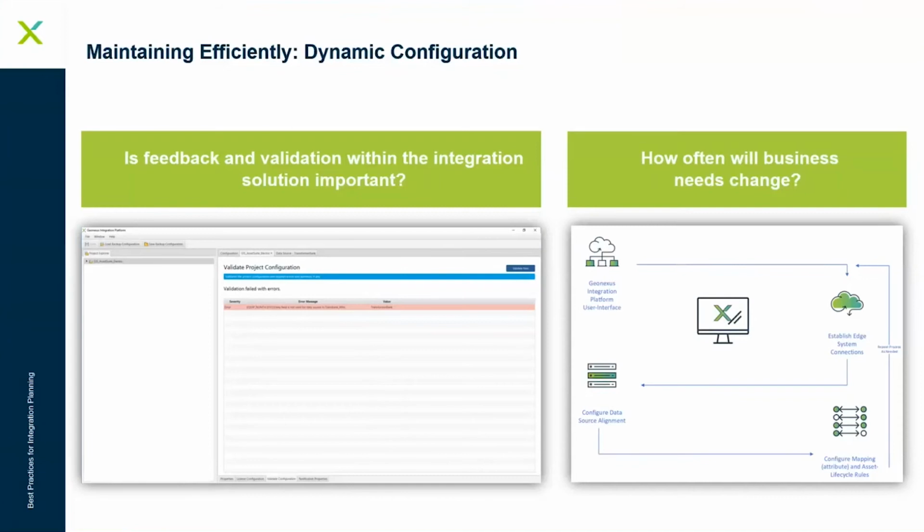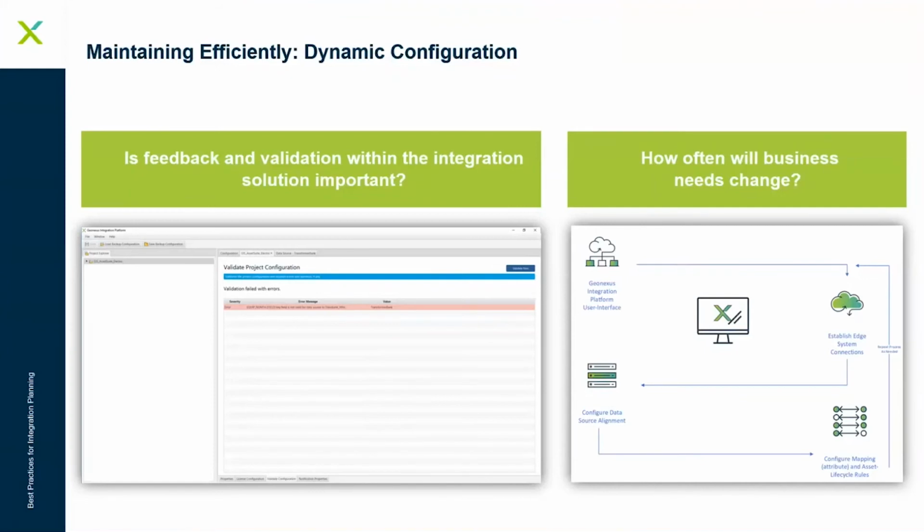And then again, maintaining efficiently, how often will business needs change? So how often will you cycle this integration and possibly add new fields? If you're building out field applications, how often will you need the integration to be updated to handle new attribution? How often do you update your asset lifecycle rules? Who can retire assets?